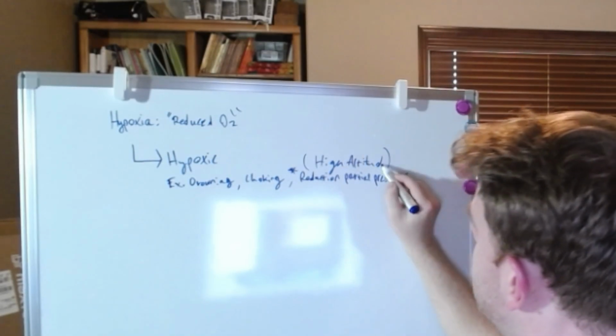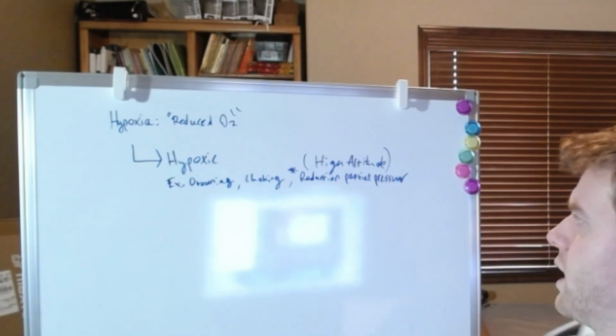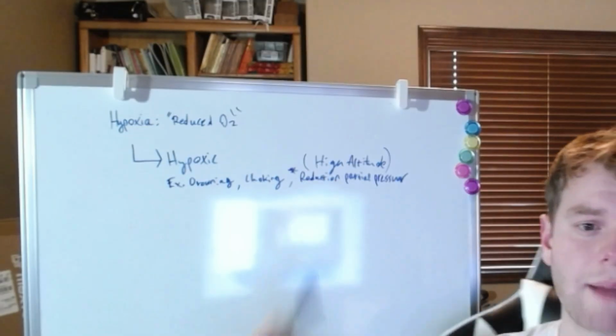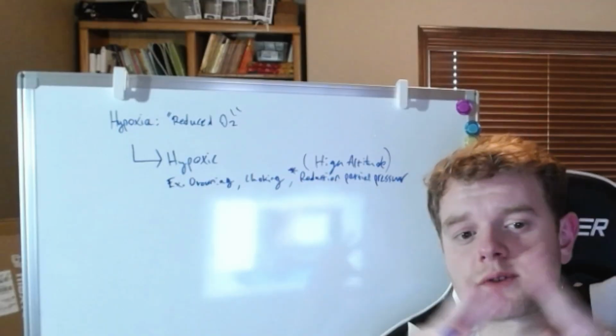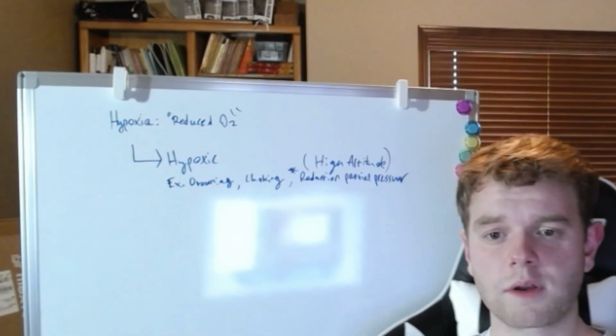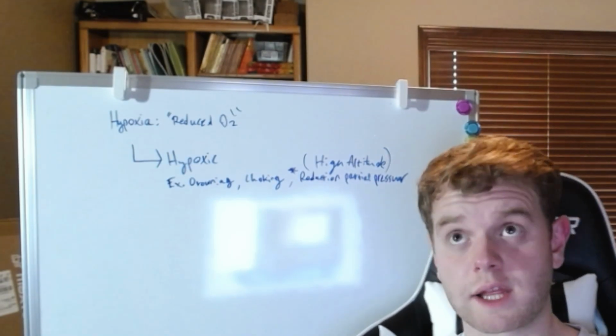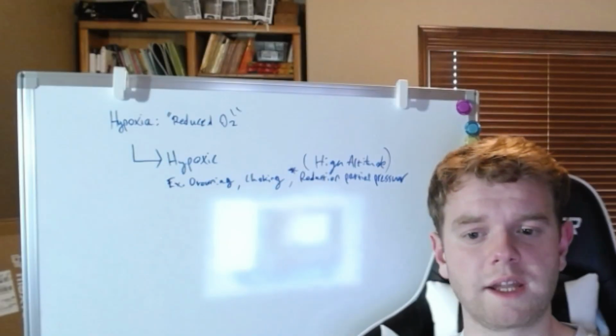Because as we climb up, the air is less dense, right? And the partial pressure of the atmosphere reduces. So that whole parcel of air, while the proportions are still the same, there's just less of it. So you're getting less oxygen, you're getting less nitrogen. And then your body can't perform like it needs to.